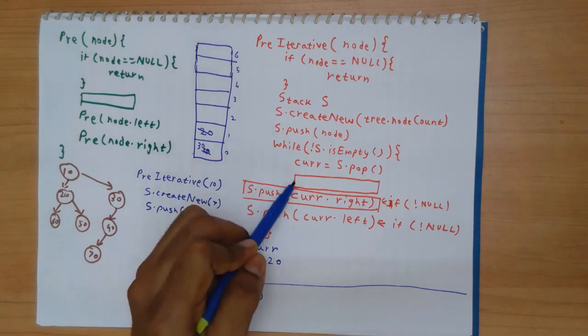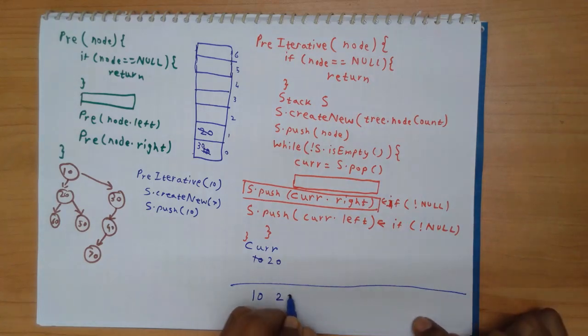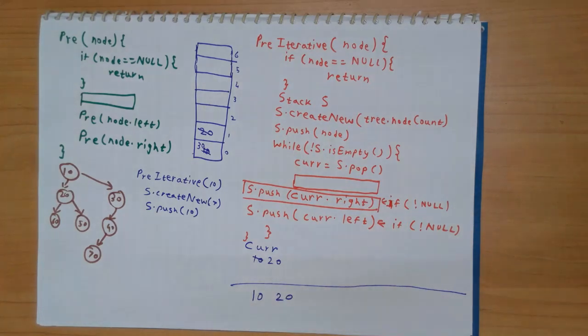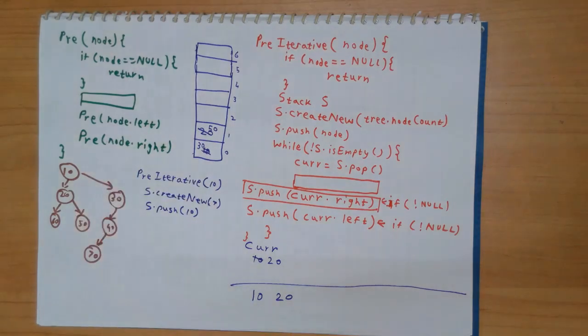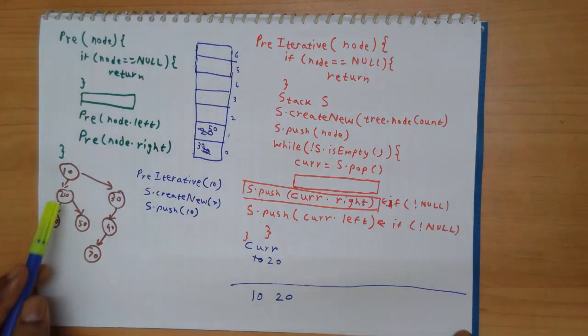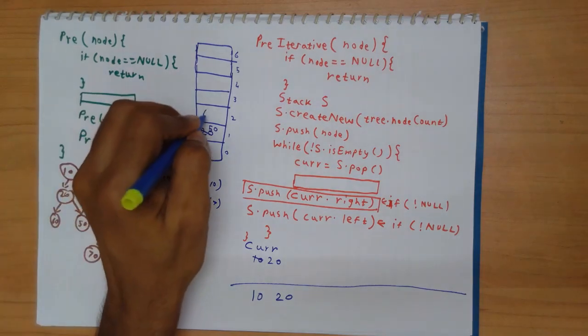And then I will do the node specific action, which is simply printing the node. So I'm going to print 20, and then I'll ask the question if my right subtree is null. If it is not null, then I'm going to push my right subtree. For 20, the right subtree is 50. It is not null, so 50 is going to come at this place. And then I'm going to push left subtree if it is not null. So for 20, the left subtree is 60, so I'm going to push 60 here.